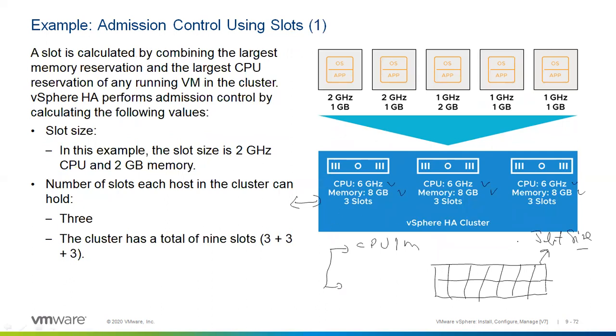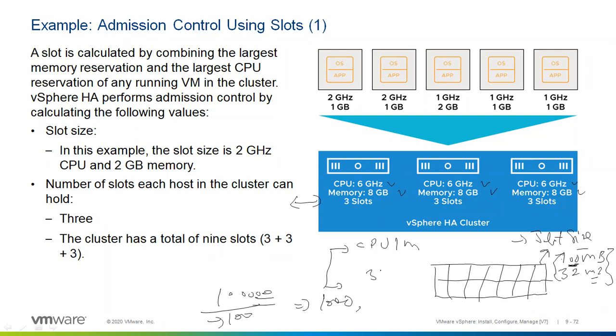By default, the cluster creates a slot size of, I believe, 100 MB of RAM and 32 megahertz of CPU. This is one slot size. From the actual resources in the cluster, it divides the total memory by 100 MB. Suppose I have this much RAM available in the cluster; if one memory slot is 100 MB, I will have 1000 slots for memory.